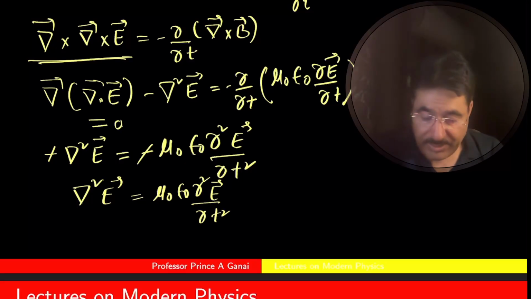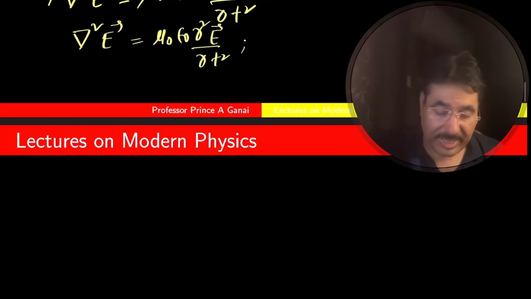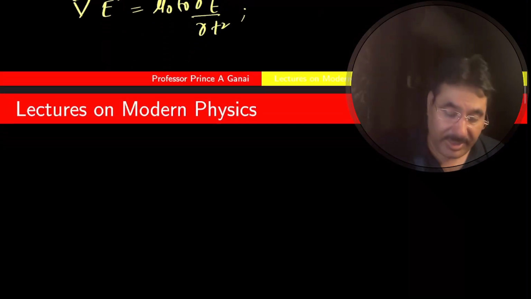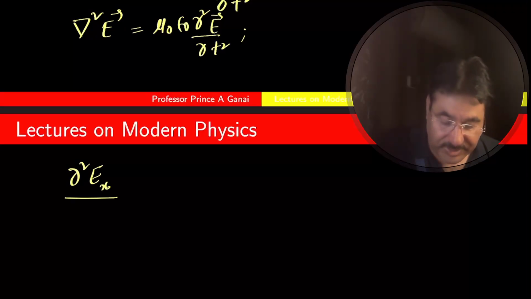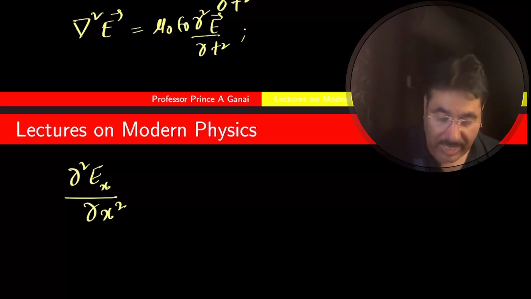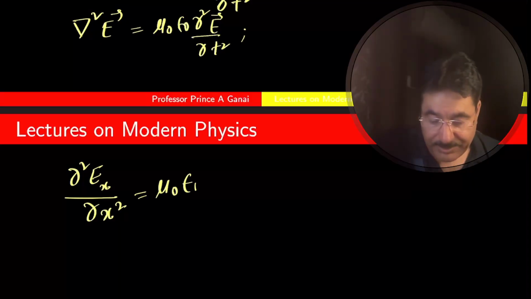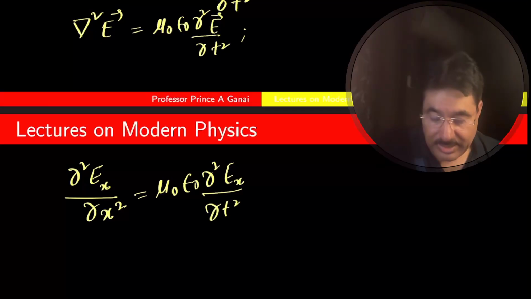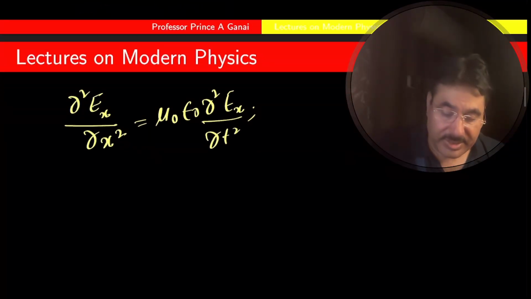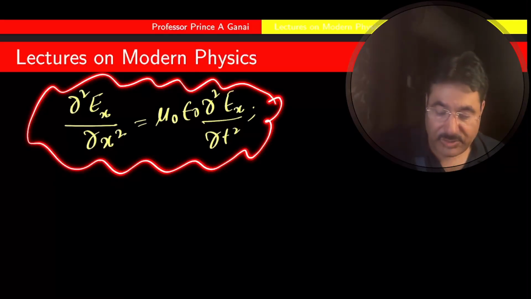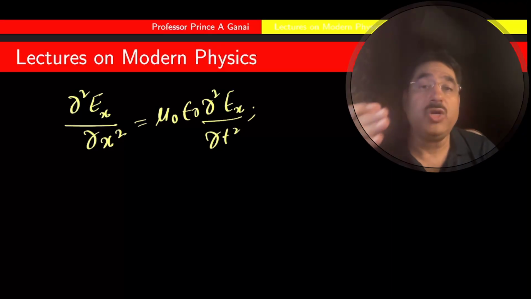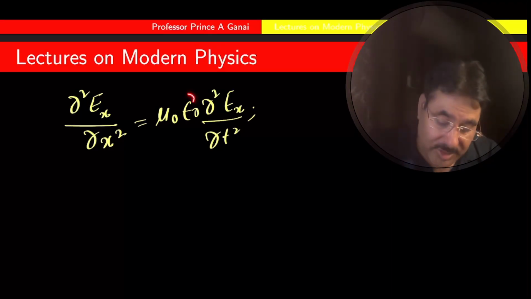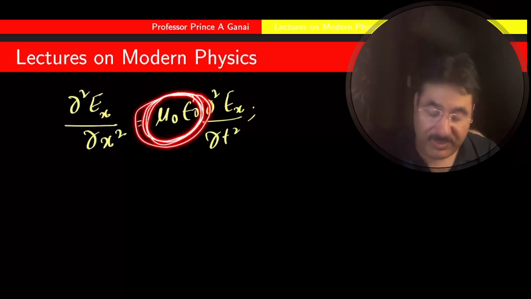And this is, if I write this equation in one dimension, what do I get? I get del 2Ex by del x square equal to mu naught epsilon naught del 2Ex by del t square. And do you remember what kind of equation this is? High school days, you remember this. This is the equation of a wave, a one-dimensional wave equation, traveling with speed v, where the coefficient is 1 by v square.